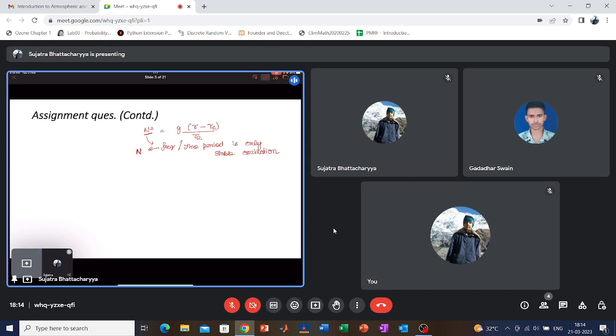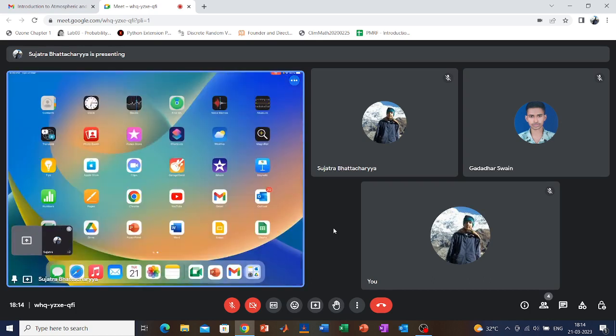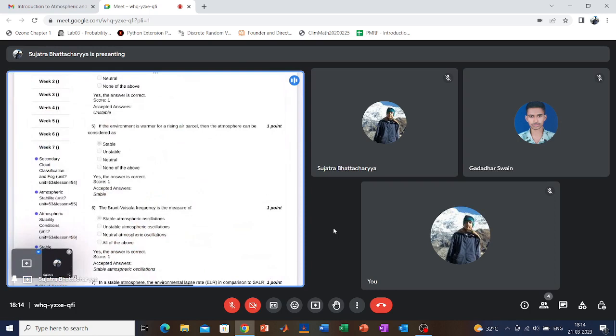Now, what will happen for the unstable case? For the unstable case, this gamma is less than gamma E, as I have already shown in the previous figure and in the earlier classes. If gamma is less than gamma E, what will happen to N squared? It is less than 0. Therefore, N will come out to be imaginary, which is not possible in the real world. That's why this frequency or the time period will always correspond to stable oscillation. Therefore, the Brunt-Väisälä frequency is the measure of stable atmospheric oscillations.